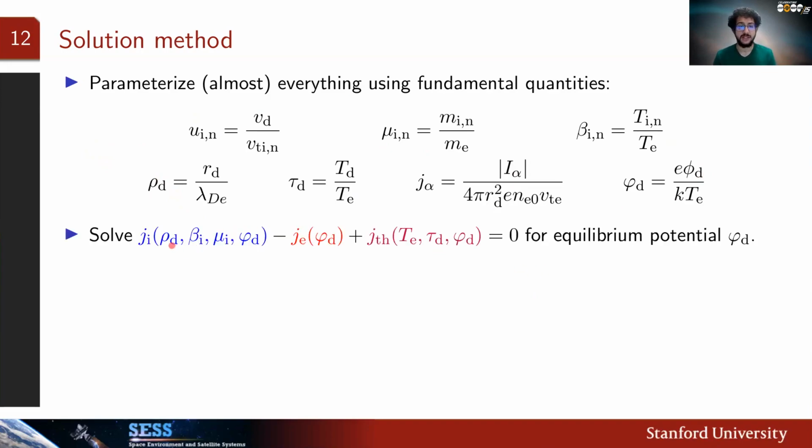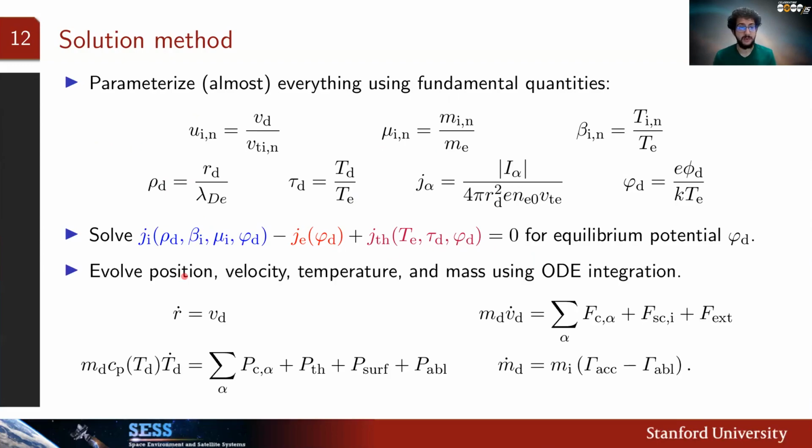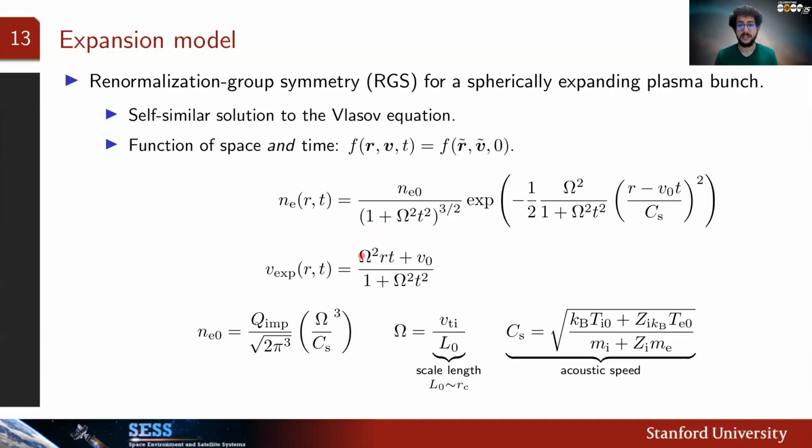Dust charging occurs at a much faster time scale than other phenomena, and we can assume the surface potential and charge are in quasi-equilibrium at any point in time. We can then solve for the equilibrium value as a function of these parameters by imposing current balance and root finding. We then evolve other quantities, such as the position, velocity, temperature, and mass of the dust particles using a system of coupled ordinary differential equations. Closing the system requires a model for the environment as an input to the dust charging model.